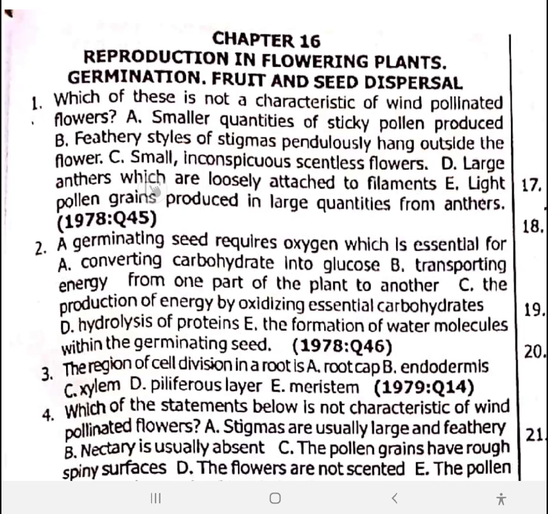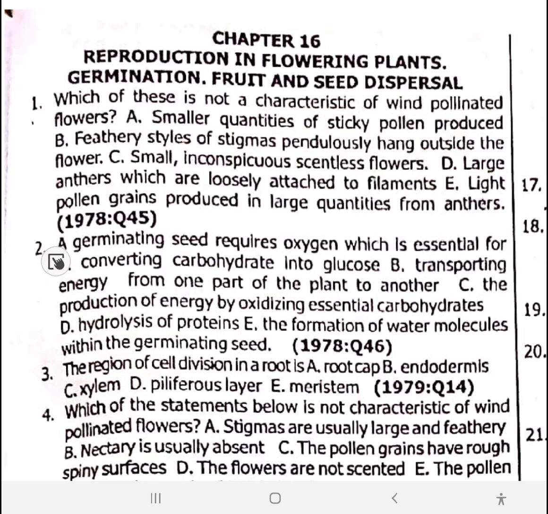Number 4, they have short filaments or pendulous filament. And number 5, they have large brightly colored flowers. Open bracket, they are petals, close bracket. So if you come back here, you will discover that from all the options given, option A, smaller quantities of sticky pollen, is not a characteristic of wind pollinated flowers. Rather, this is a characteristic of insect pollinated flowers. So number 1 is option A.